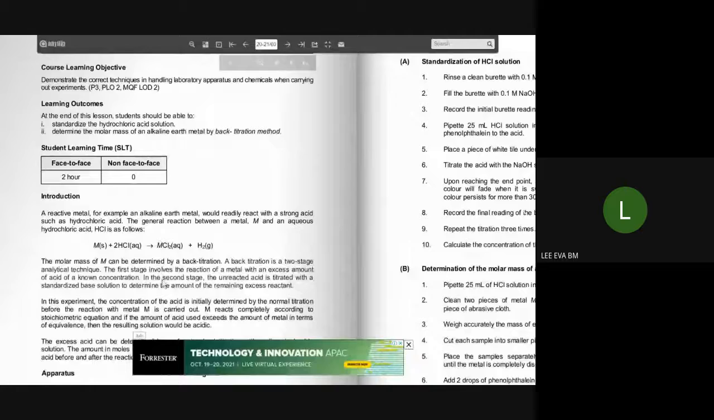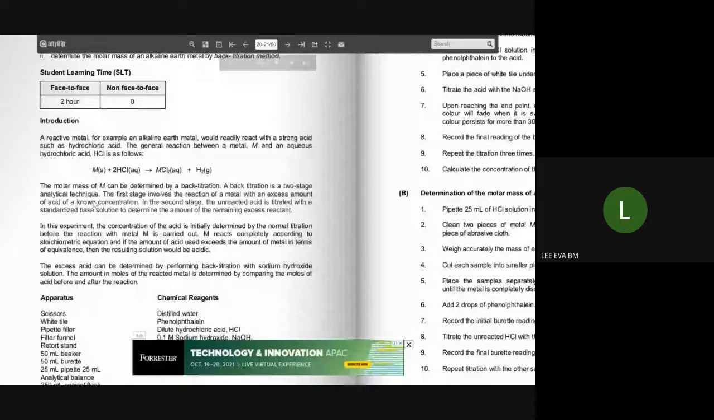Over here there is also a guideline. If you look at the second paragraph, the molar mass of M, an unknown metal, can be determined by a back titration. Normally back titration has 2 stages. The first stage involves the reaction of this unknown metal with excess acid of known concentration. For example, with this HCl, we know the concentration, and only then can we determine the molar mass of our unknown metal. That is the first stage.